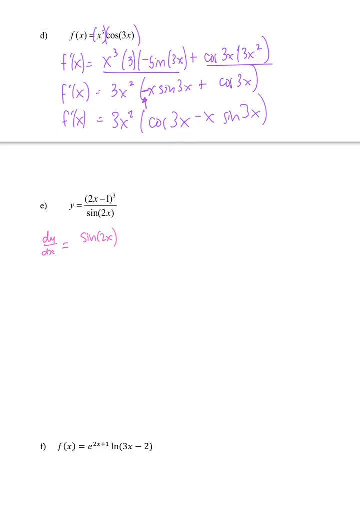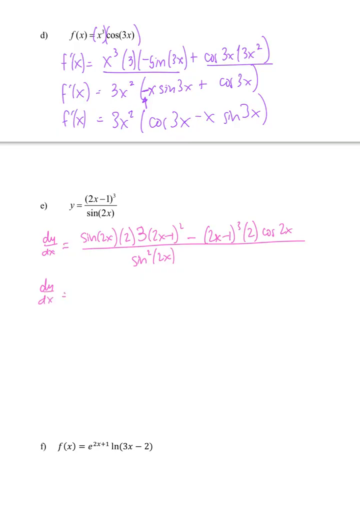Now D high. So derivative of the peanut times the derivative of the entire M&M. That's low D high. Minus high, and then D low. So the derivative of the peanut is 2, and the derivative of sine is cosine 2x. And then squaring the bottom, and away we go.